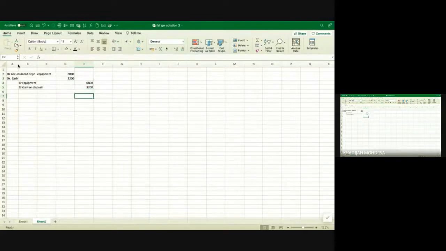In other words, consider the asset of equipment. How much is the net book value of the asset now? Anyone? What will be the net value? Zero, because it costs you 6,800 and you have accumulated depreciation of 6,800. So net book value is zero. Cost minus accumulated depreciation is zero. But you can still sell the asset for 3,200. So that 3,200 that you get is a gain on the disposal of the office equipment.